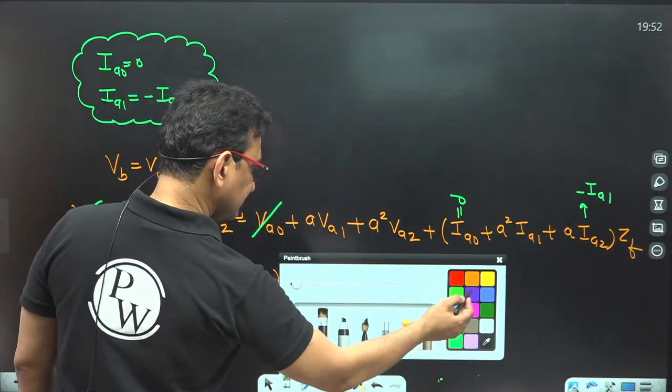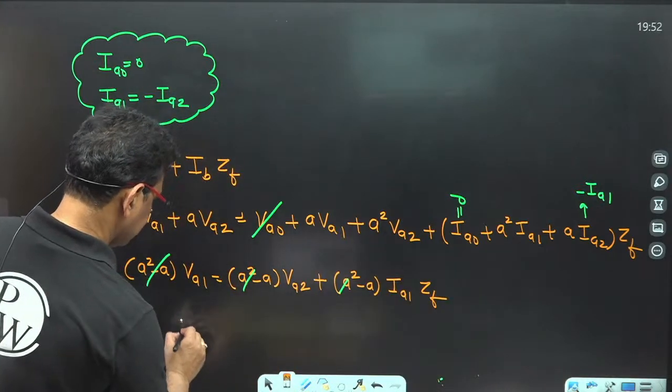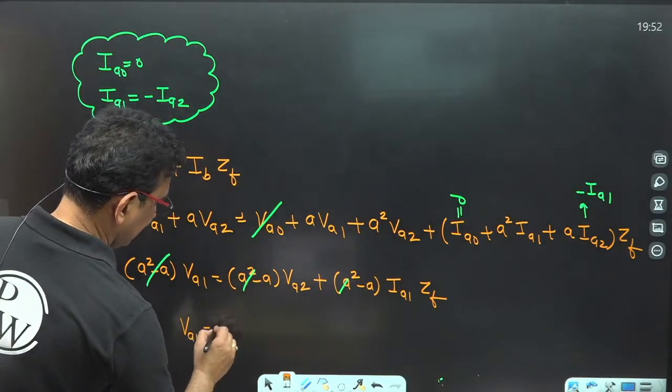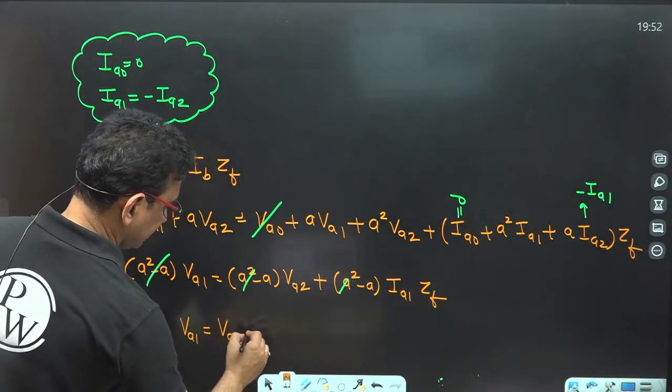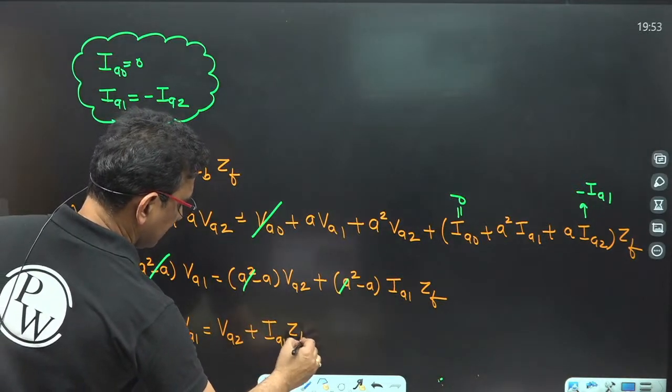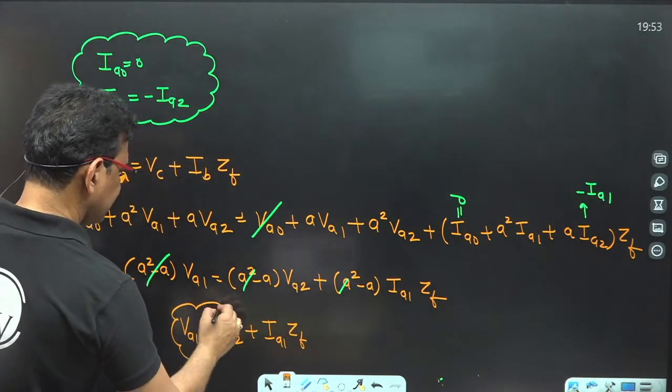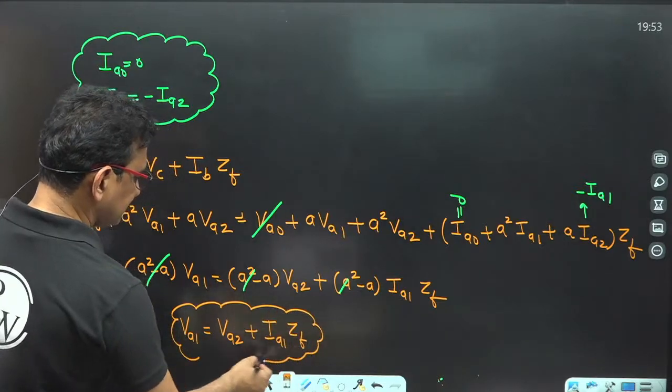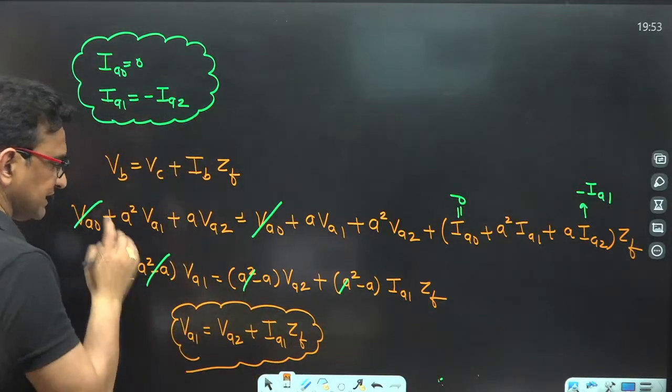So you will get VA1 equivalent to VA2 plus IA1 into ZF. Now we will draw the positive sequence, negative sequence, and zero sequence impedance so that these two equations will be satisfied.